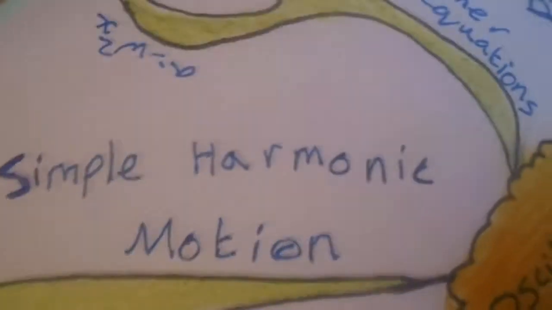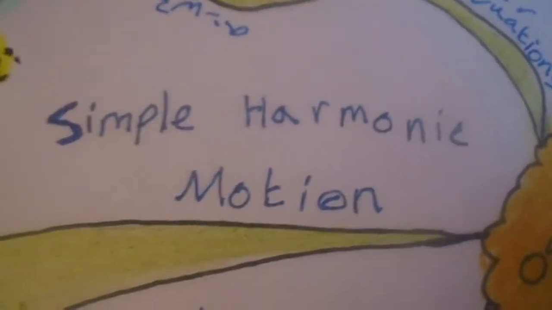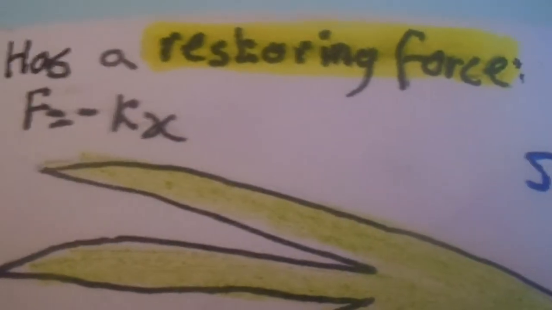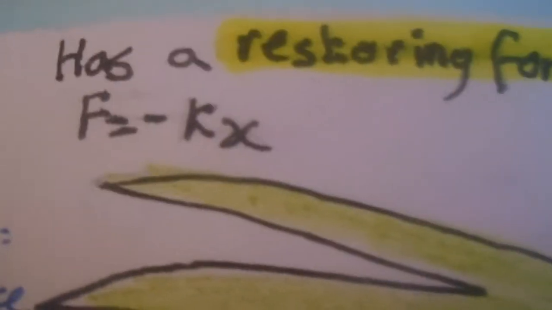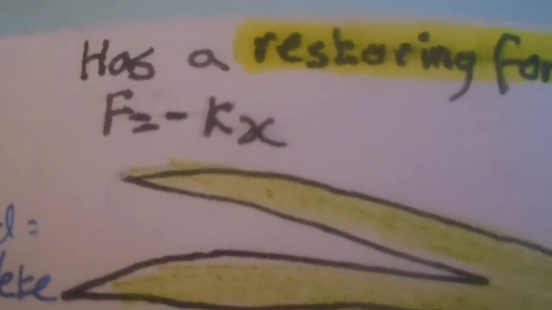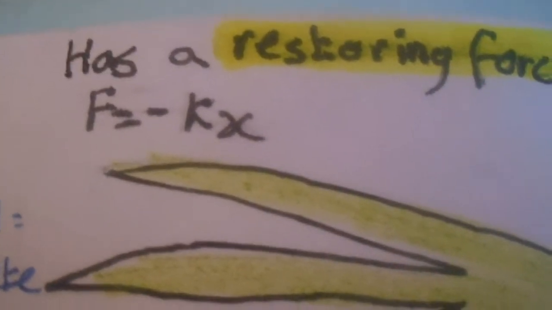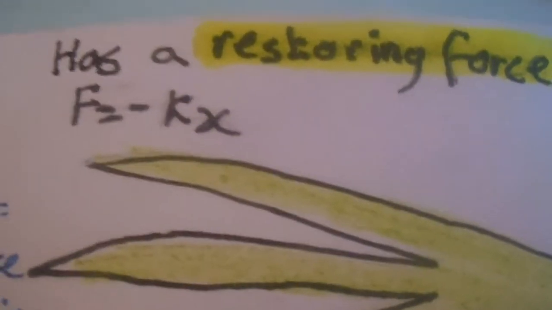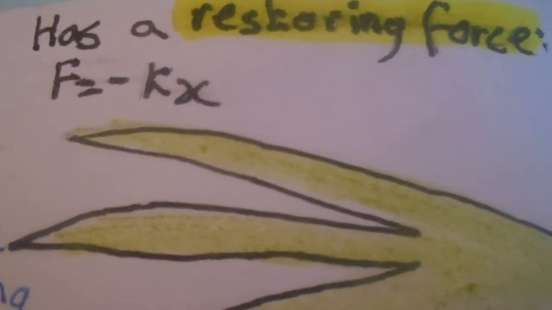But every time it passes the center, its acceleration is zero, because there is no energy at that point. Other things you need to know about simple harmonic motion is that it has a restoring force. The equation for the restoring force is F equals minus kx. This is the exact same equation as the spring constant equation, which is F equals kx. The only difference is it's all going the other way, so it has a minus sign in it.